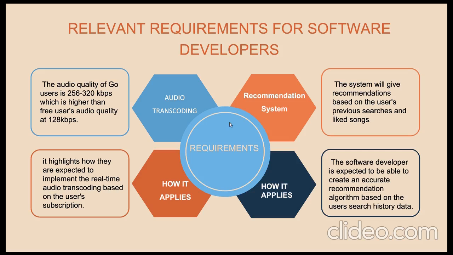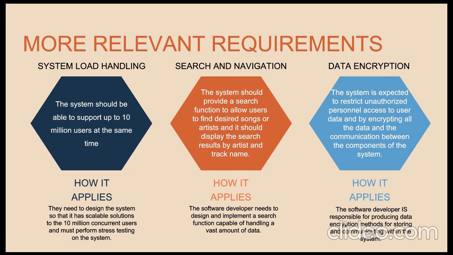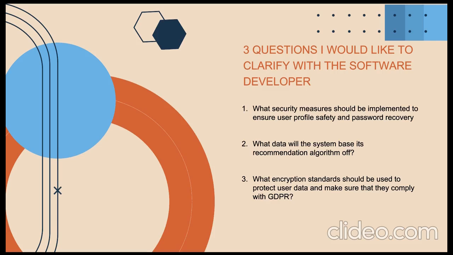I also have a recommendation system, and the software developer is expected to be able to create an accurate recommendation algorithm based on the user's search history data, what they've liked, and they must also be able to alter the program based on user feedback. Then here is also more relevant requirements to the software developer.